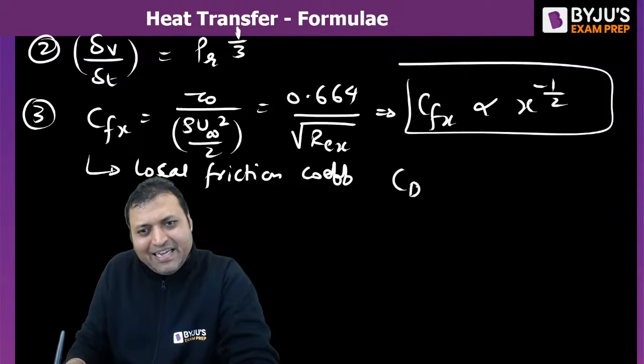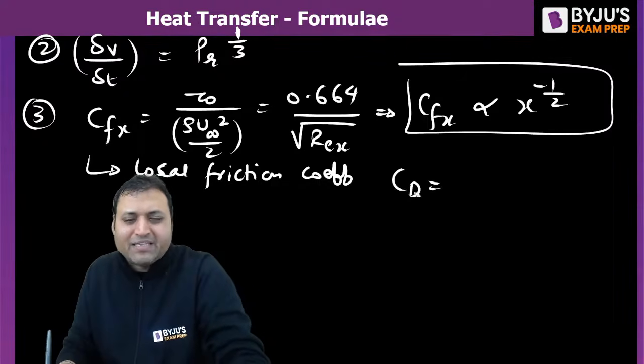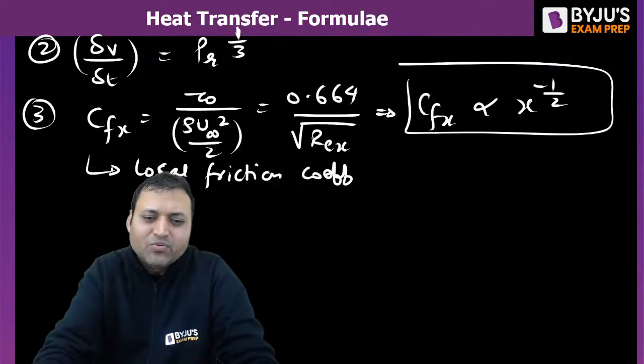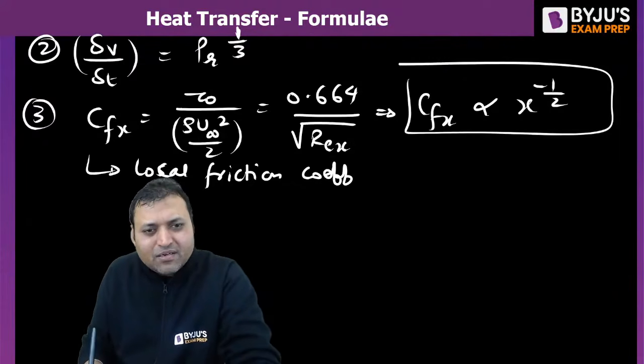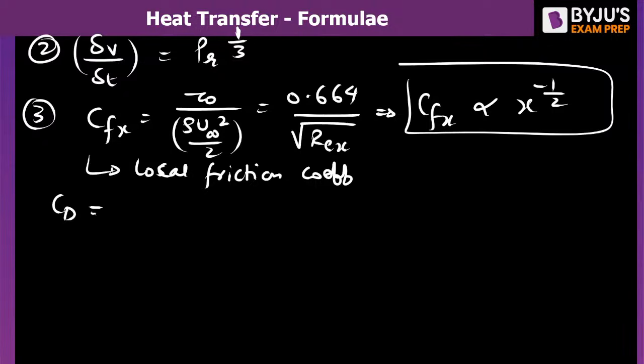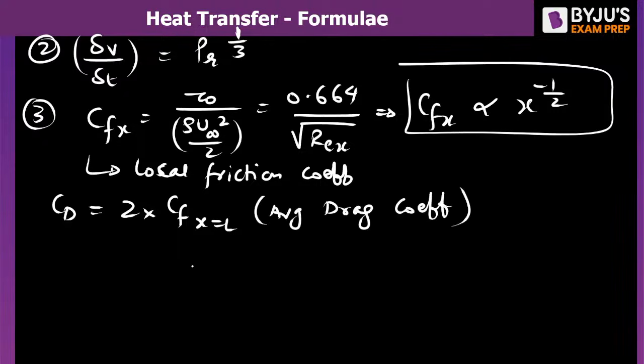And CD is equal to average drag coefficient. CD will be equal to, from here we can write, CD is equal to twice of Cf at x is equal to L. That is called as average drag coefficient.